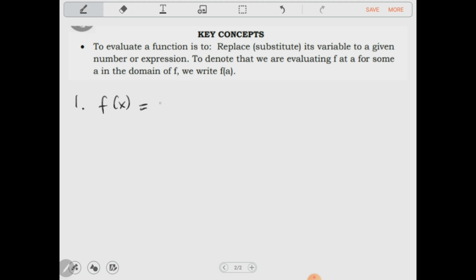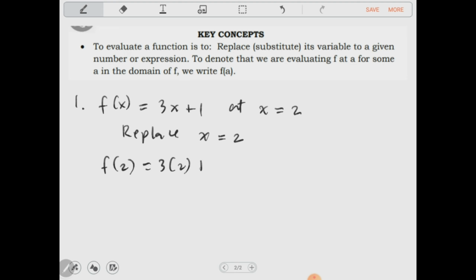f of x is equal to 3x plus 1 at x is equal to 2. So it says, replace x by 2. Just substitute the value of x that you have. So instead of writing f of x, we're going to write this as f of 2 is equal to 3 times 2 plus 1. As you can see, all x in our function is replaced by the value of 2. Then after that, use the PEMDAS rule in evaluating or simplifying this function.